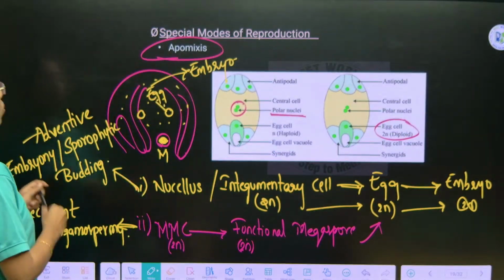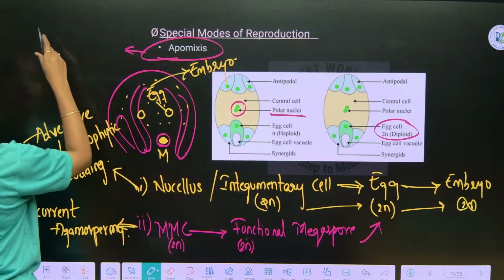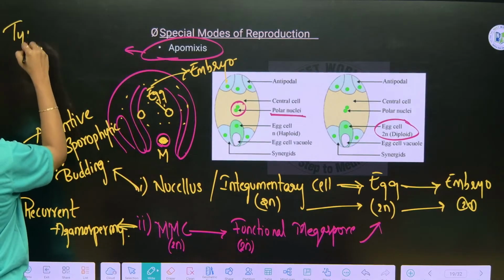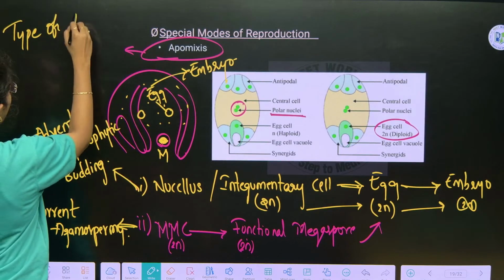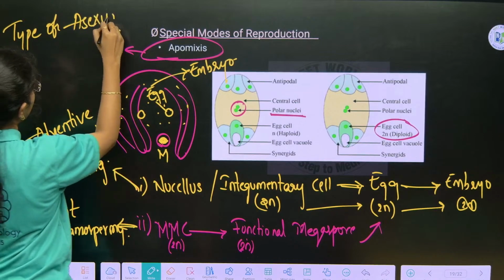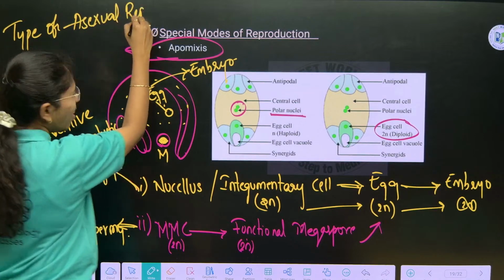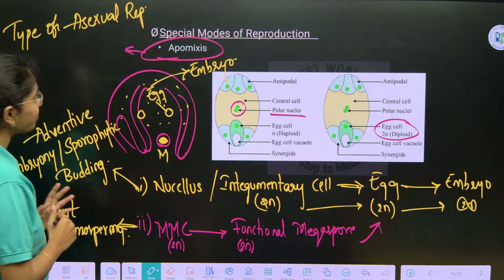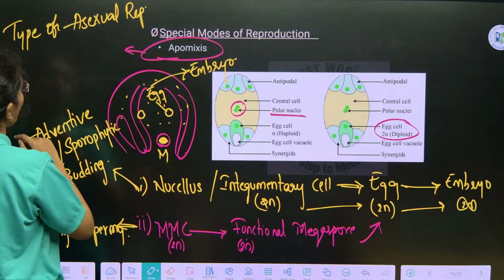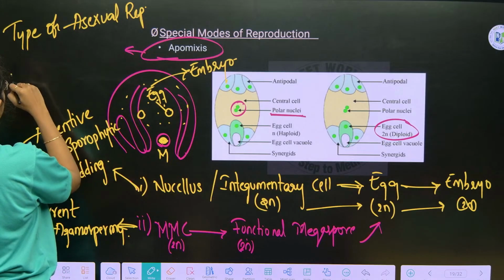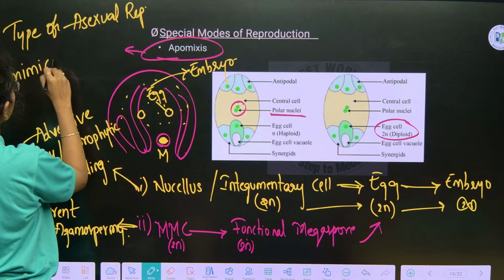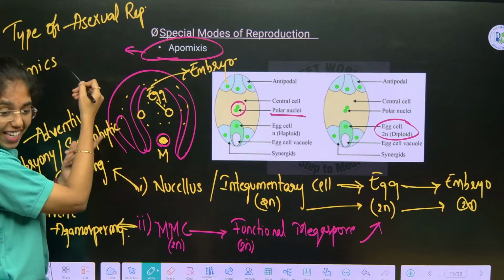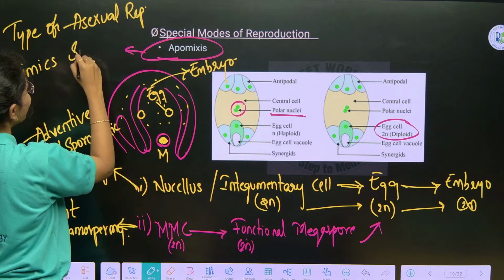Fine, right? So, apomixis is a type of asexual reproduction. You don't give new definitions, learn it as it is. Not encouraged. This is a type of asexual reproduction that mimics sexual reproduction.